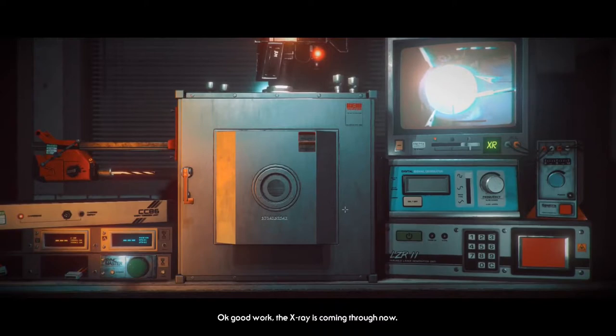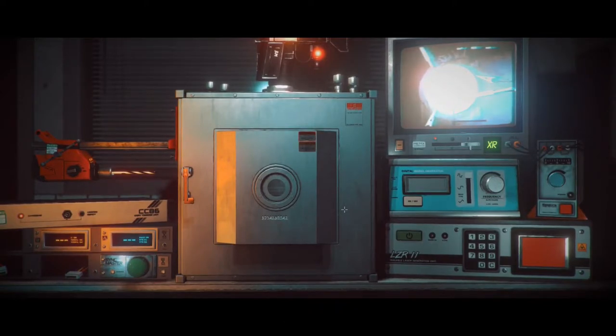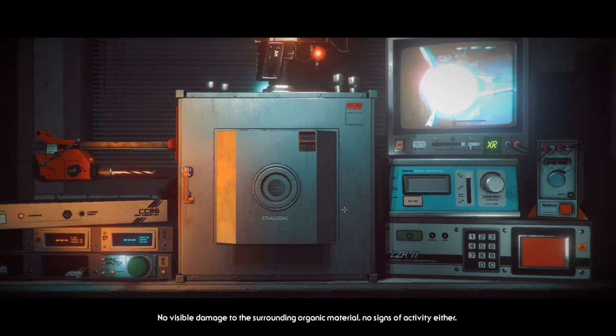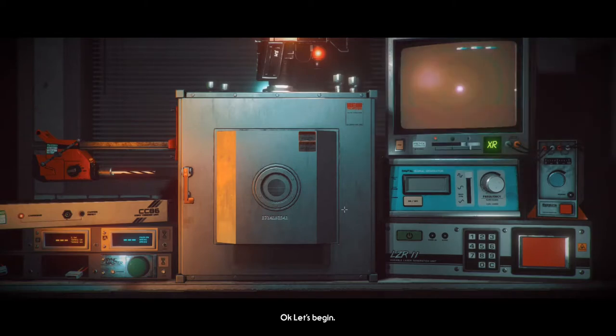Okay, good work. The X-ray is coming through now. Nicely done, me. No visible damage to the surrounding organic material. No sound of activity either. Alrighty then. All output is flatlined. Sounds good to me. Okay, let's begin.